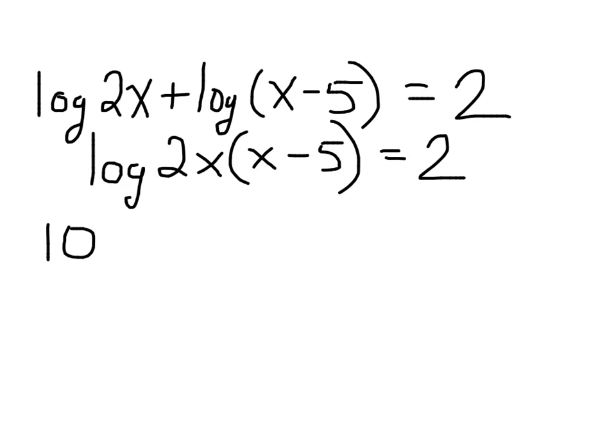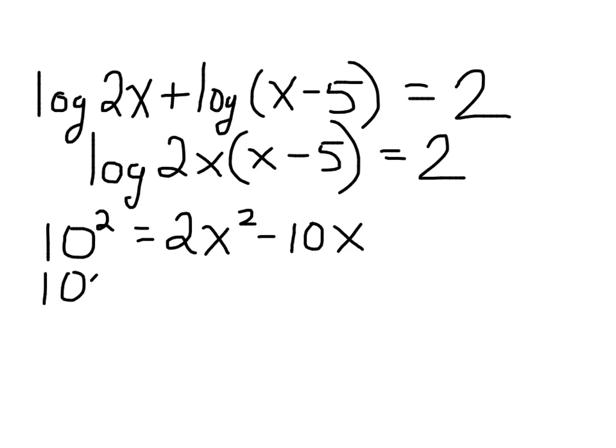So 10 to the second equals, all right, well, might as well just multiply that out. 2x squared minus 10x. I distributed. What is 10 squared? 100 equals 2x squared minus 10x.